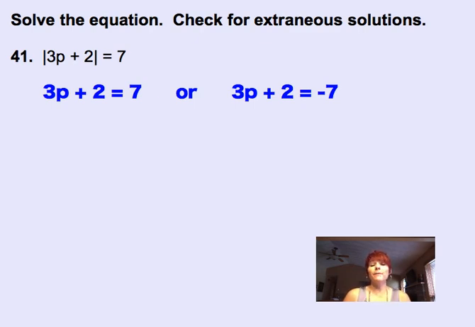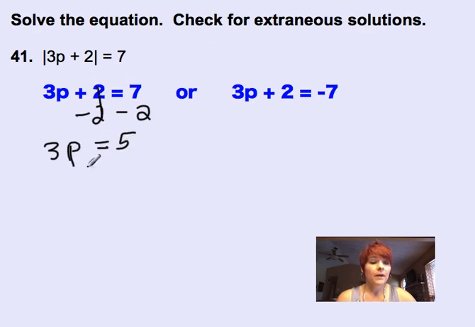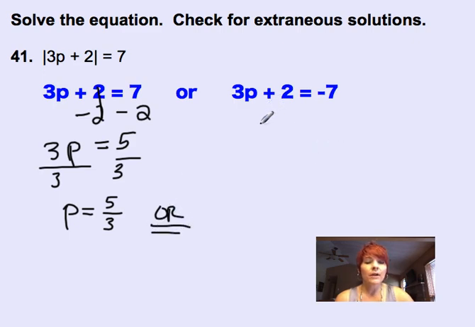3p plus 2 could be +7, or 3p plus 2 could be -7, because the absolute value of 7 is 7, and the absolute value of -7 is 7. So now what you would do is you would just go through and solve both of these. So I would subtract 2 from both sides. So 3p equals 5. Divide by 3. So p is 5/3. Or, make sure you solve the other one.